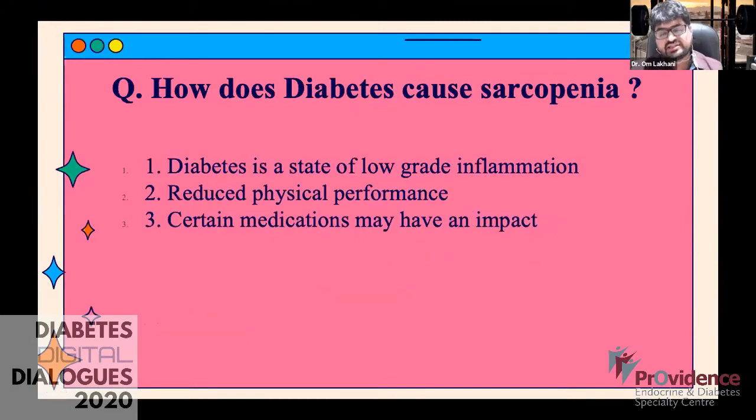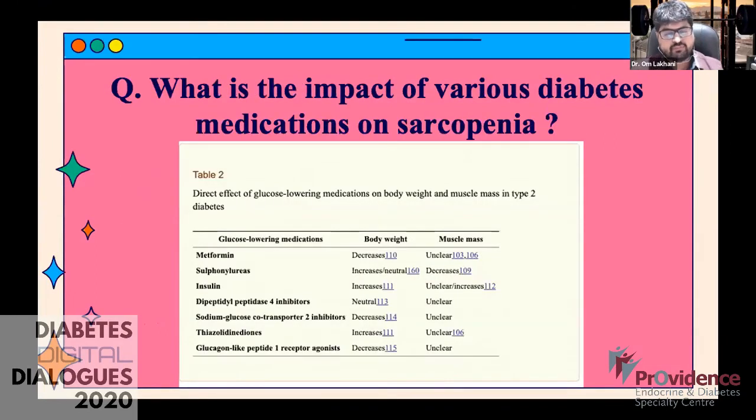How does diabetes itself cause sarcopenia? Diabetes again is a state of low-grade inflammation. There is reduced physical performance, and of course certain medications that we use may have an impact on causing sarcopenia. Now, as far as the medicines are concerned, there are two of them which are likely to produce sarcopenia. One is metformin, and the other one is SGLT2 inhibitors. We'll discuss SGLT2 in a minute.